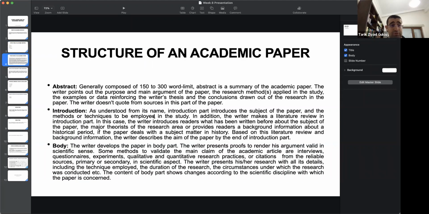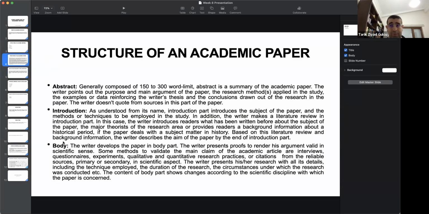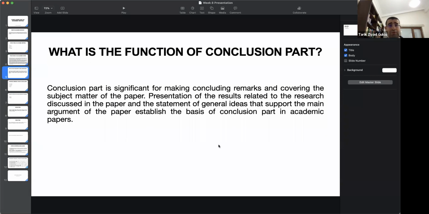Before doing this, you see the structure. The introduction part introduces the subject. In the body part, the writer develops the paper and presents proofs to render his argument valid in scientific sense, like interviews, questionnaires, primary or secondary sources. And so far, when we discussed the citation techniques, like Harvard, MLA, Chicago, and APA, all the citation techniques were rather used in the body part. But today we will talk about the conclusion part.